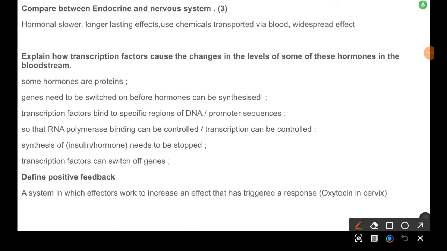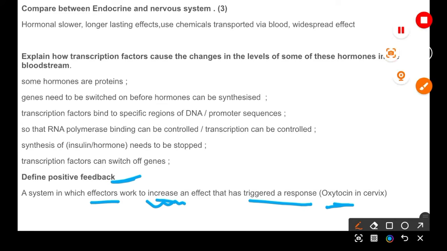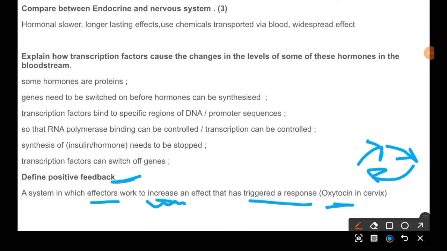The definition of positive feedback: a system in which effectors work to increase an effect which has been triggered. For example, the hormone oxytocin is released when a child is being born. When the baby pushes, the cervix stretches. The stretch receptors in the cervix send impulses to the brain, and then the brain stimulates the pituitary gland to release the hormone oxytocin. And then oxytocin makes the uterus contract harder, pushing the baby against the cervix. So we're just increasing the oxytocin levels even more.